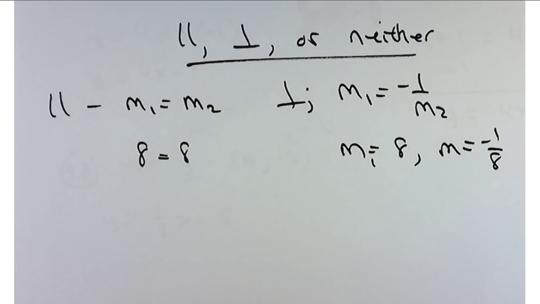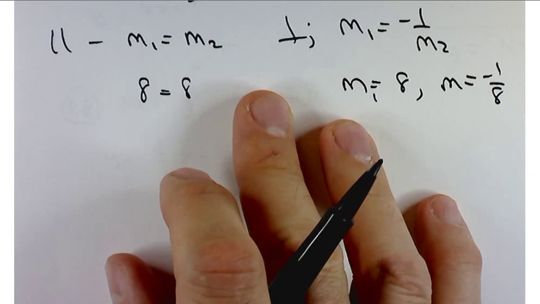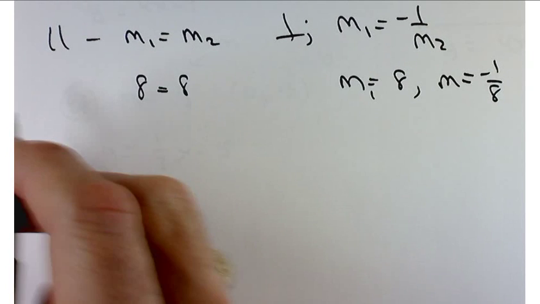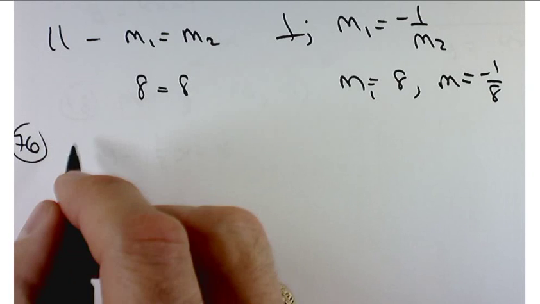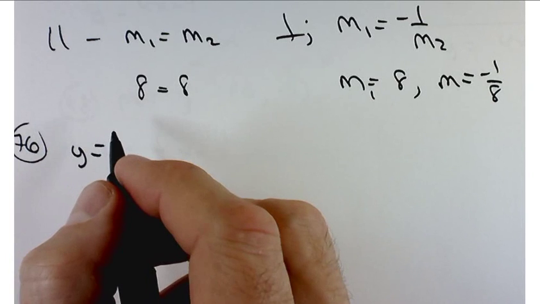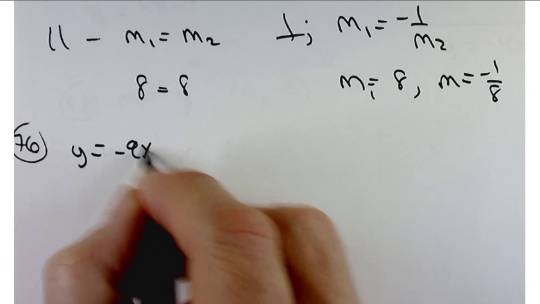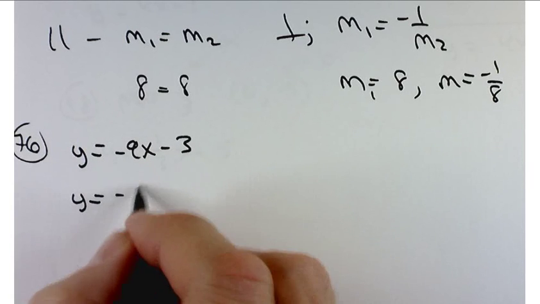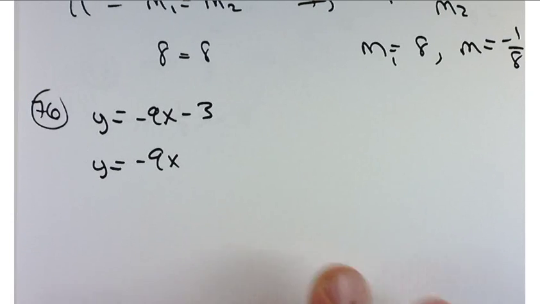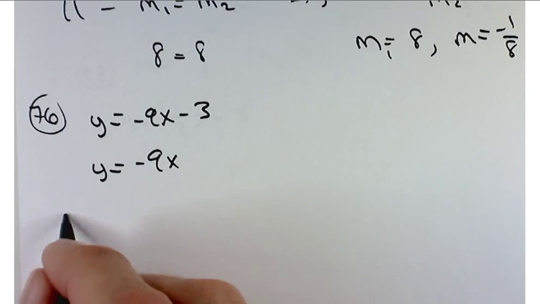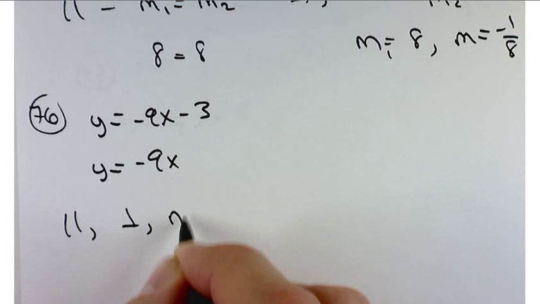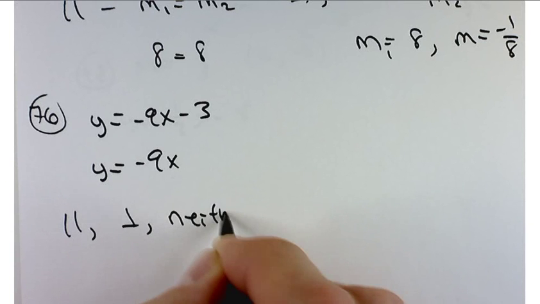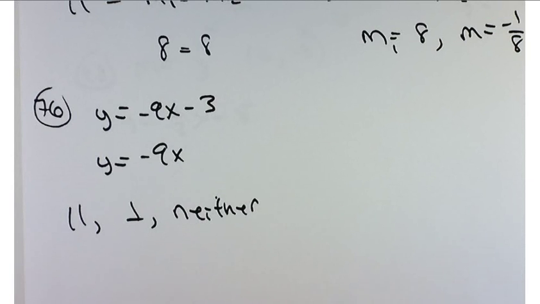This is nice because it takes advantage of slope-intercept form and a little bit more in terms of parallel and perpendicular lines. We'll start out with a nice warm-up problem. Problem number 76. y equals negative 9x minus 3 and y equals negative 9x. So the question is, are these lines parallel, perpendicular, or neither? Well, what are you going to have to do to decide?